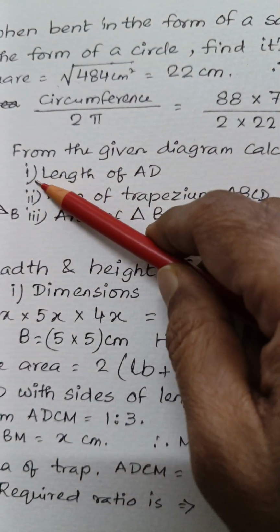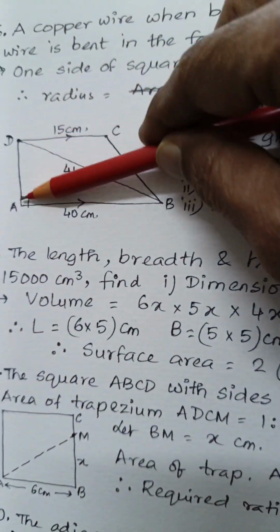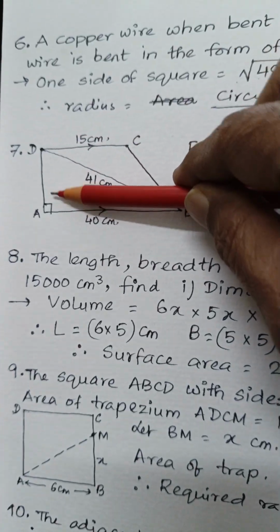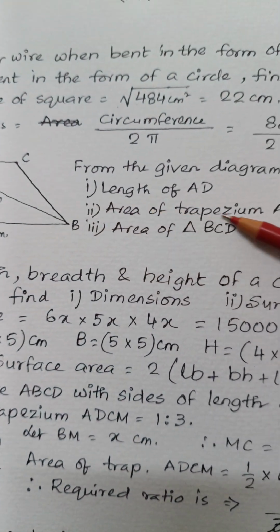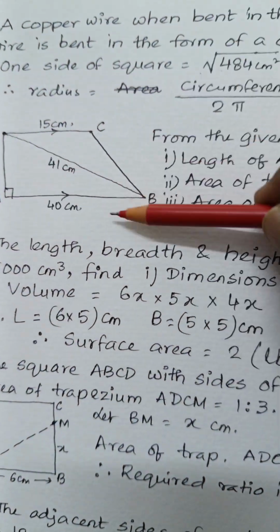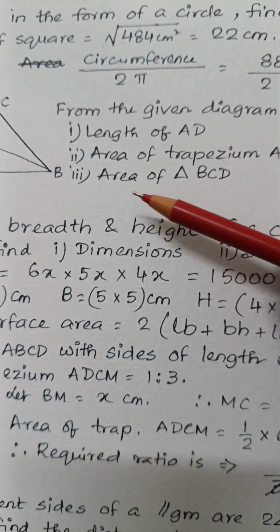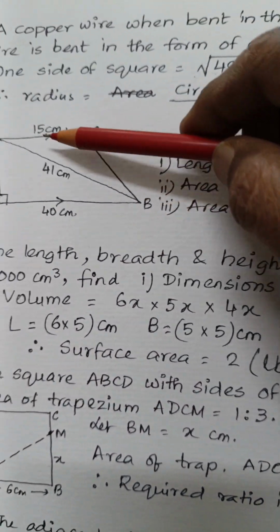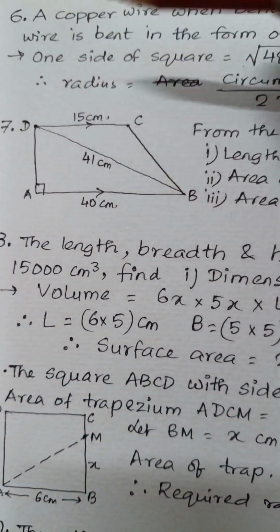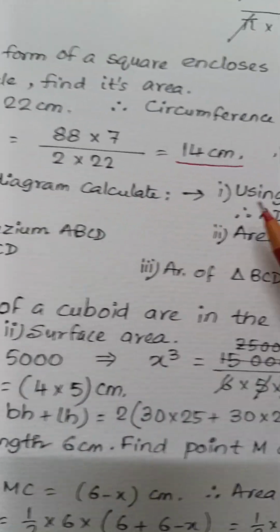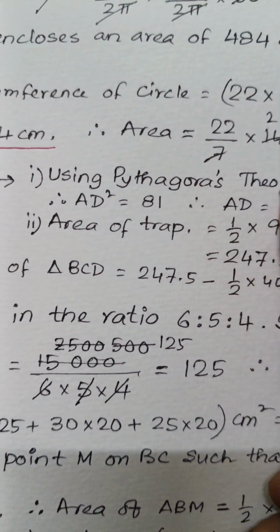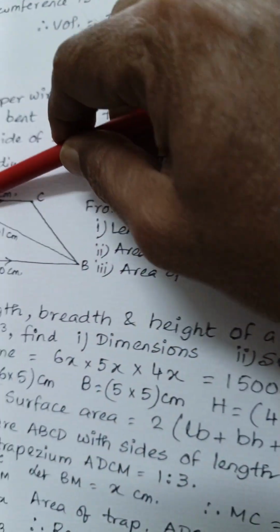From the given diagram, calculate the length of AD. What is AD? This height, the perpendicular height. Number 2 is area of the trapezium ABCD, area of this. And third is area of triangle BCD, this one. Now we have to use Pythagoras theorem.